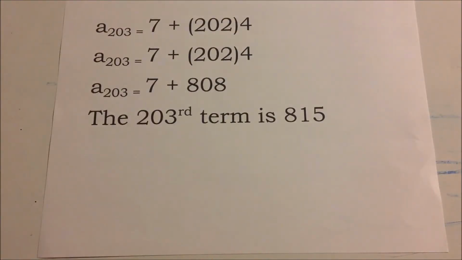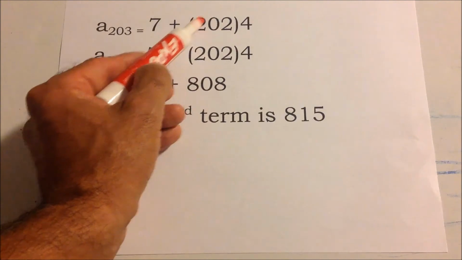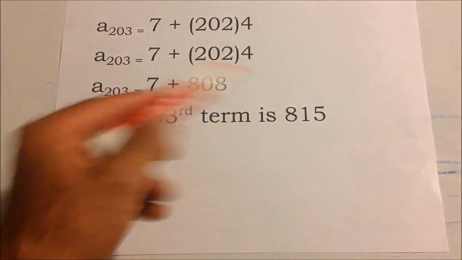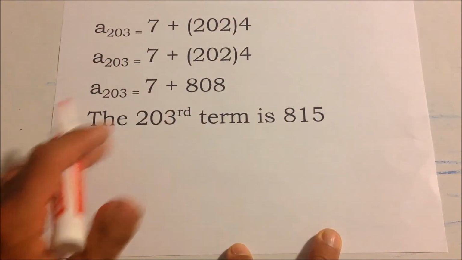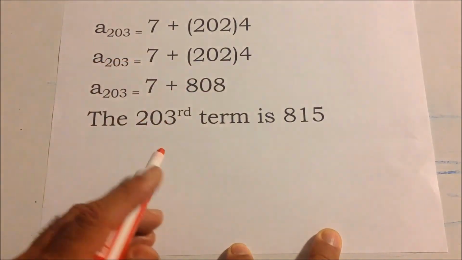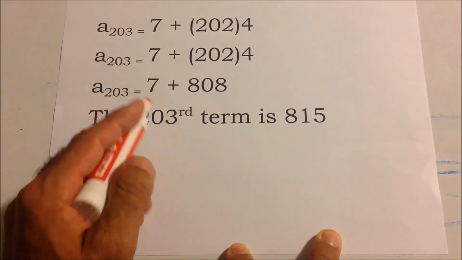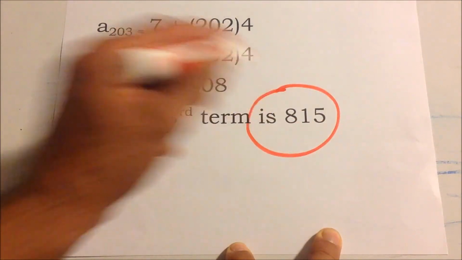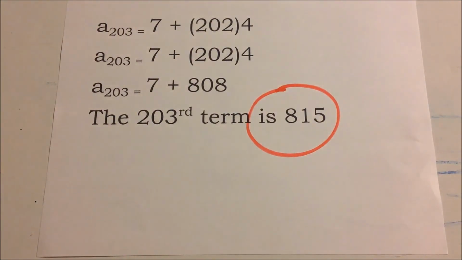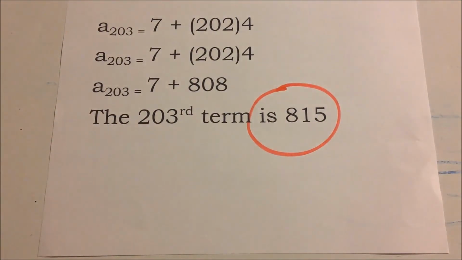Okay. So 203 minus 1 is 202. So we want to do 202 times 4. Remember, parentheses first. 202 times 4 is 808. And 808 plus 7 is 815. That's the 203rd term. Okay, so you should rewind the tape if you didn't understand that. And we have other sequences we can talk about later. This was the arithmetic sequence, but there's also a geometric sequence, and there's exponential sequences we'll talk about.